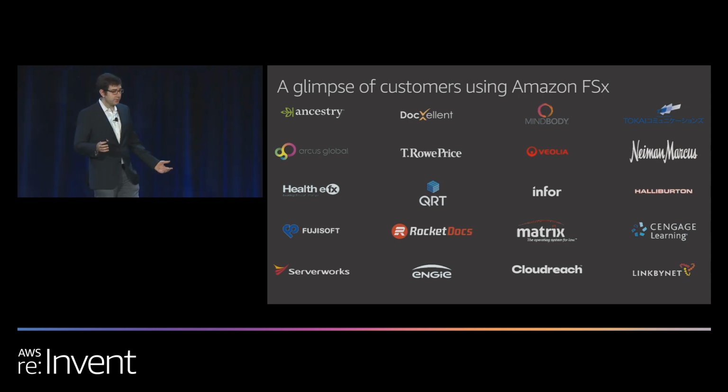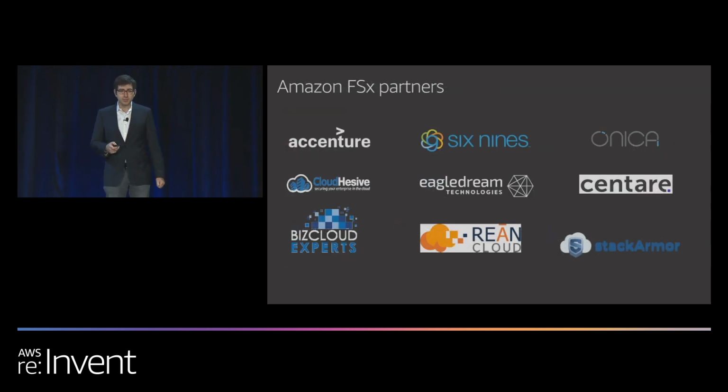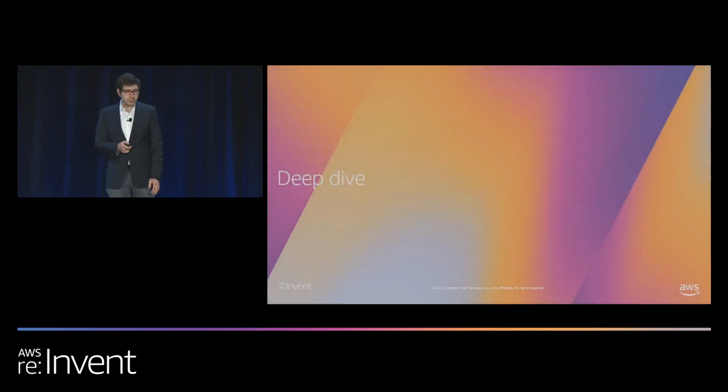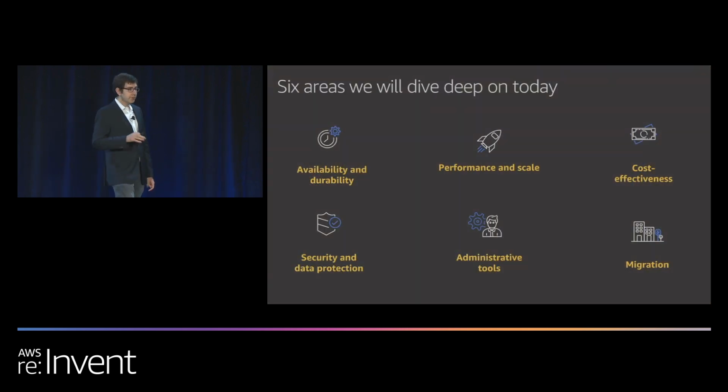And this slide gives you a glimpse of some of the customers using Amazon FSx and some of our partners who are working with customers and helping them deploy it in their environments. And with that introduction, let's dive deep on some topics. The 6 areas we're going to dive deep on today are availability and durability, performance and scale, cost effectiveness, security and data protection, admin tools, and migration. And with that, I'm going to hand it over to Prash, who's going to lead us through those.